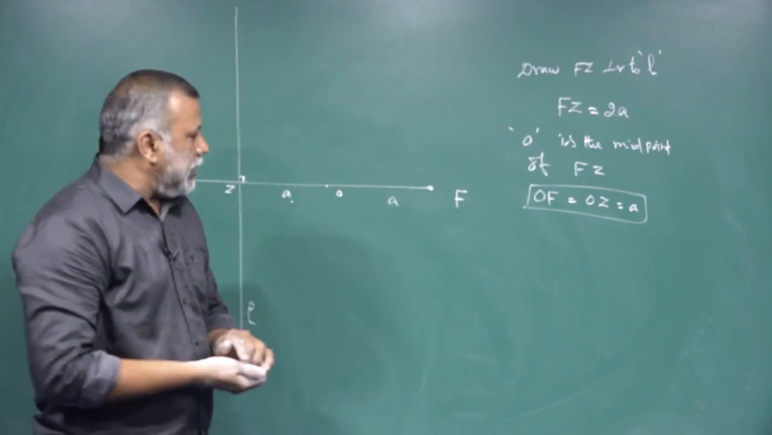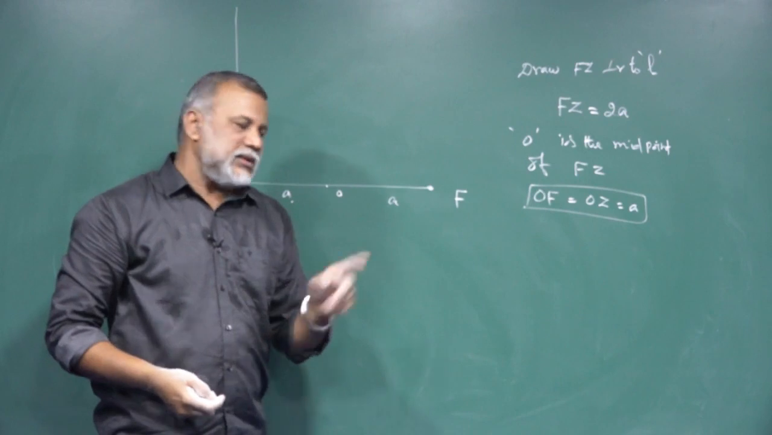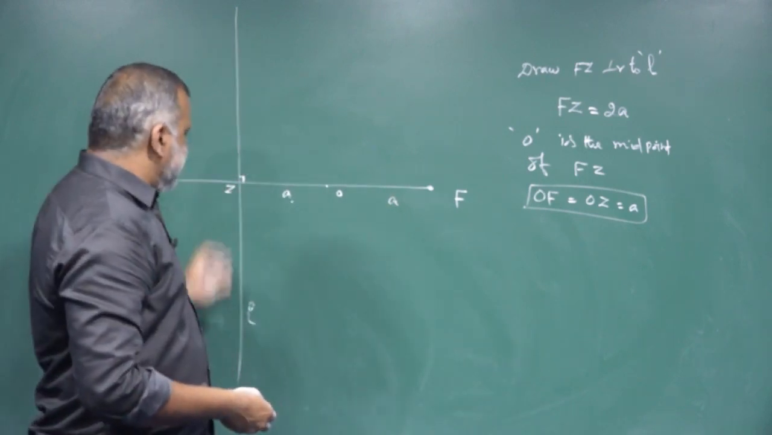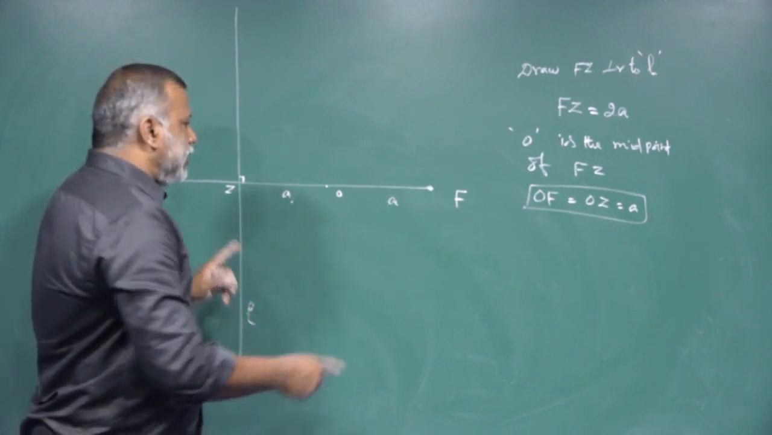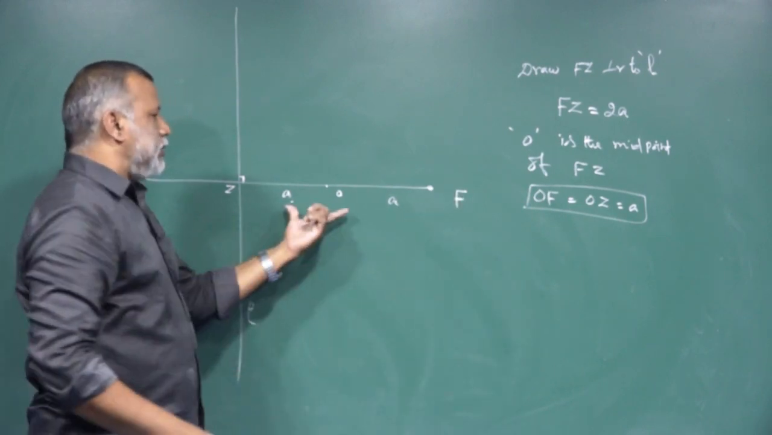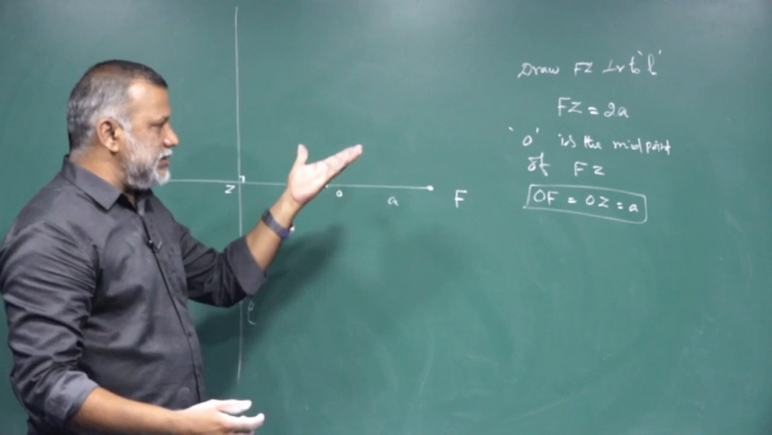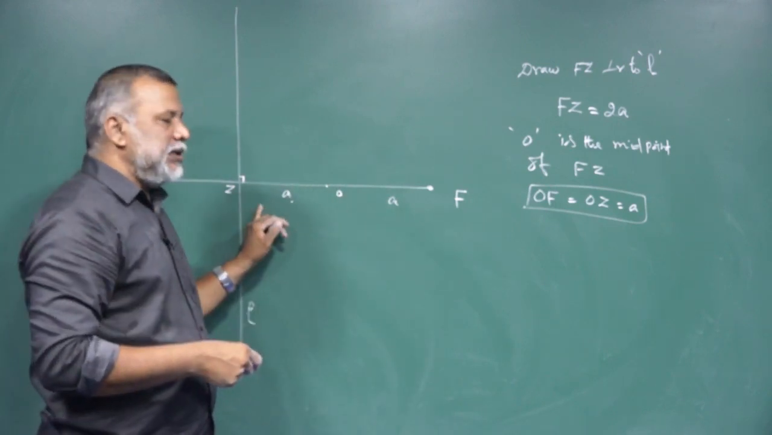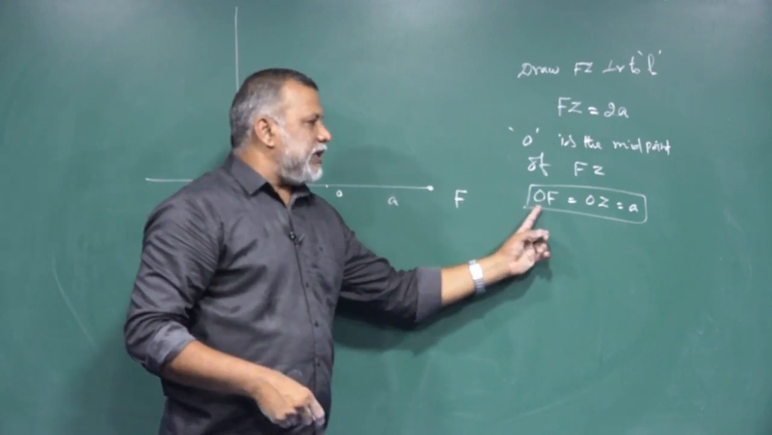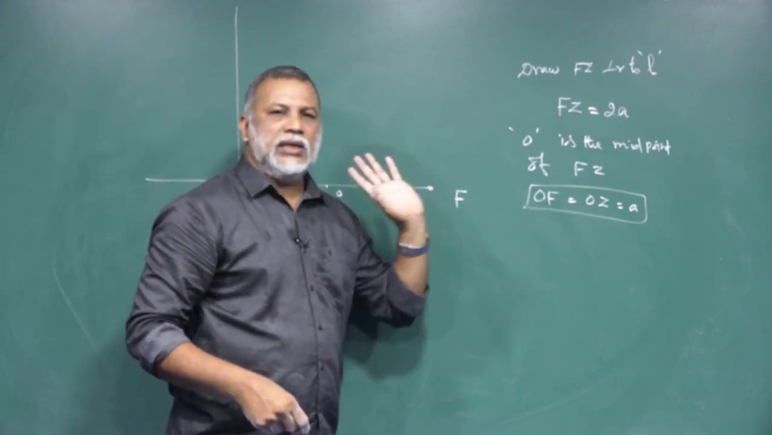So once again, listen. Let F be the focus initially discussed. L is the directrix. It is the fixed line. Then this total distance FZ equals 2a. O is the midpoint of this FZ. Then therefore we can write OF equal to OZ equal to a.